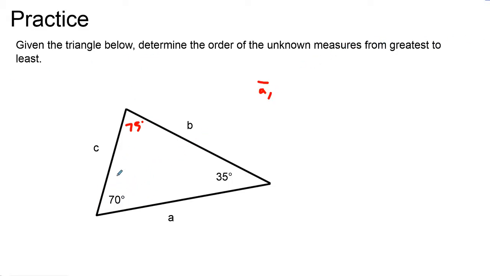So 70 is the next biggest angle. So side B would be the next biggest side. And to end it, 35 is the smallest angle. So C, the side across from it, would be the smallest side.